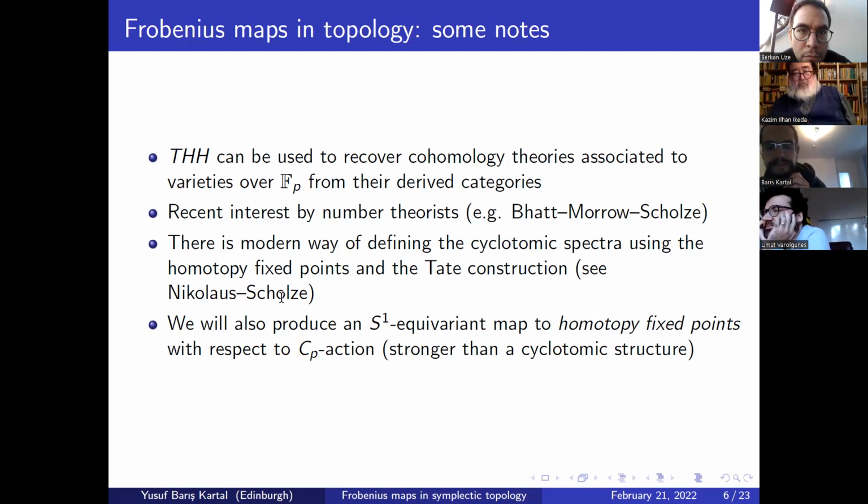And we will also produce S1 equivariant maps to homotopy fixed points with respect to the homotopy fixed points of the CP action. So this is actually stronger than a cyclotomic structure, and it's easier to explain. It's called Frobenius lift in Nicholas Scholze.